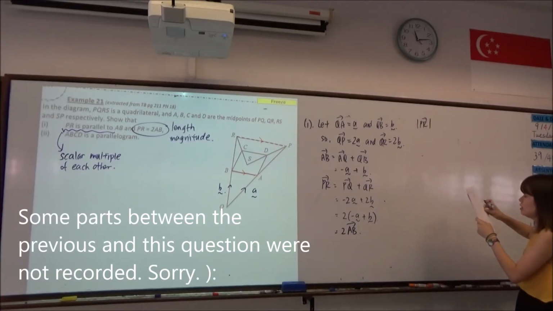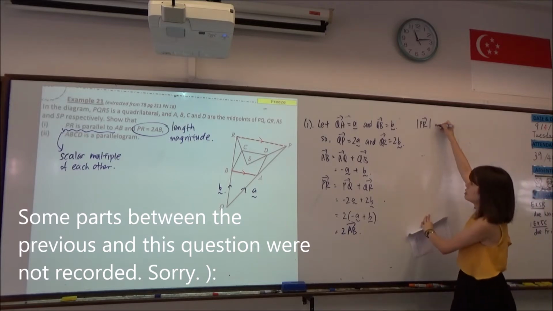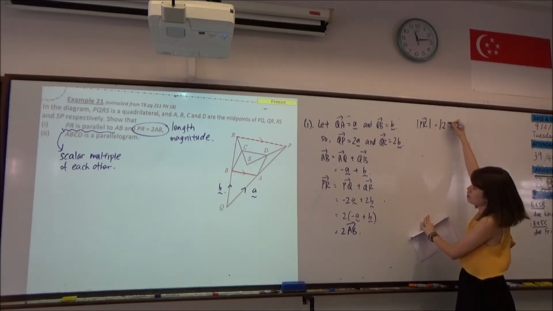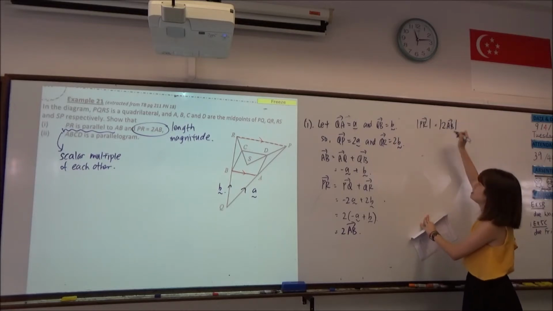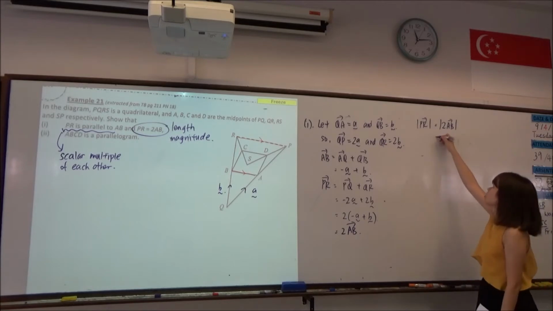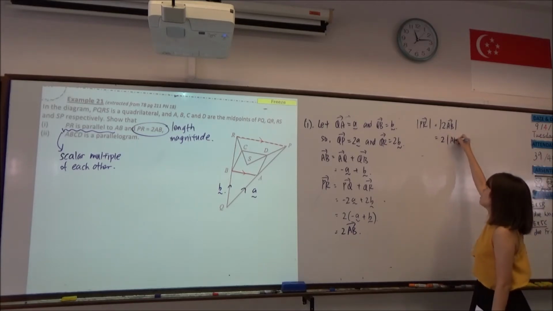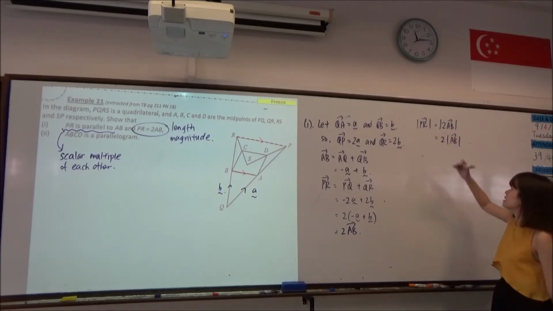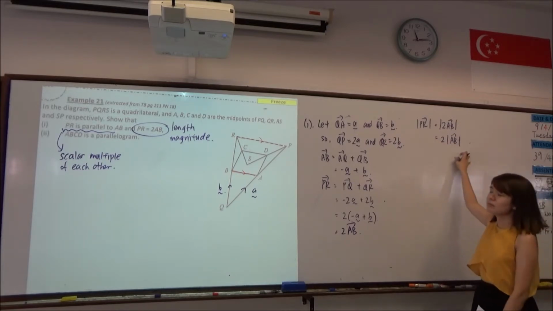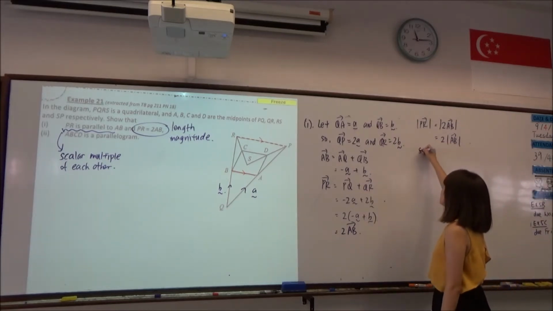Magnitude of PR. So you don't know it's a scalar. I haven't finished yet. So PR is actually 2 times the magnitude of AB, right? Because of this. So that will be 2 times the magnitude of AB. So therefore, PR is equal to 2AB.